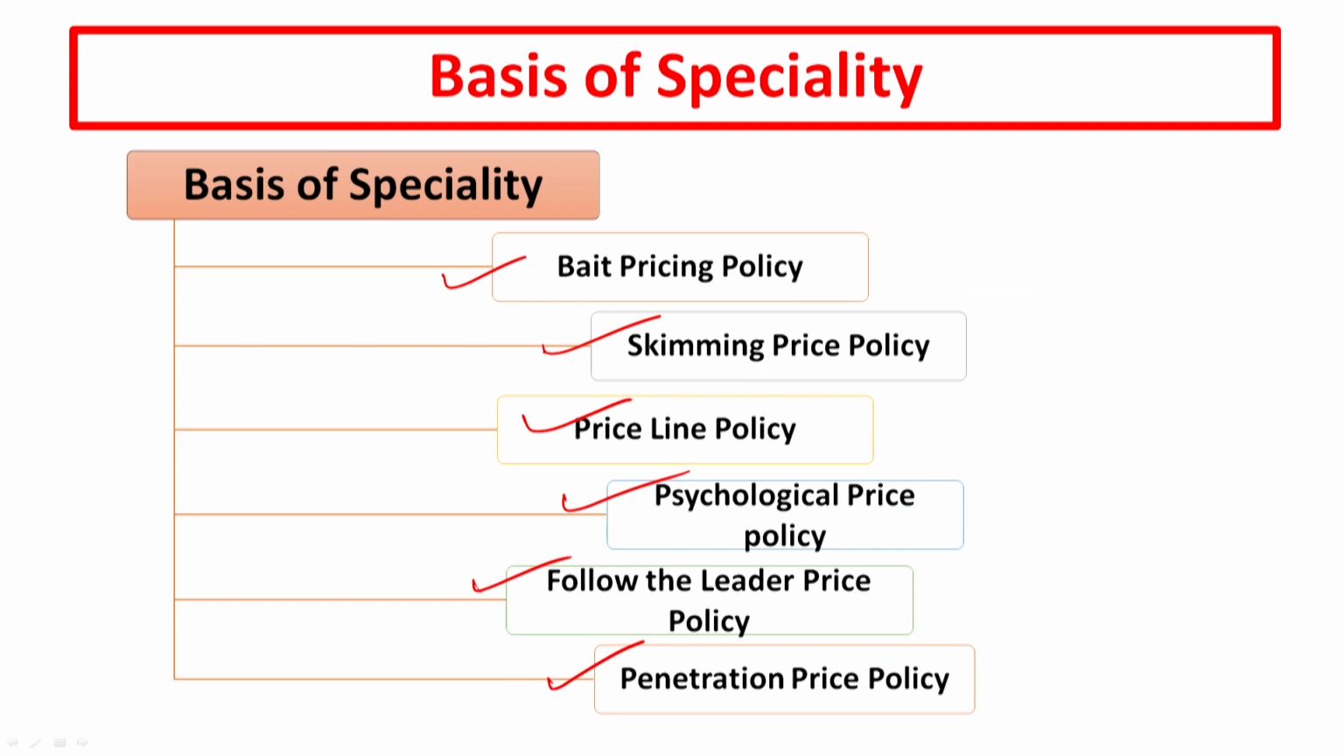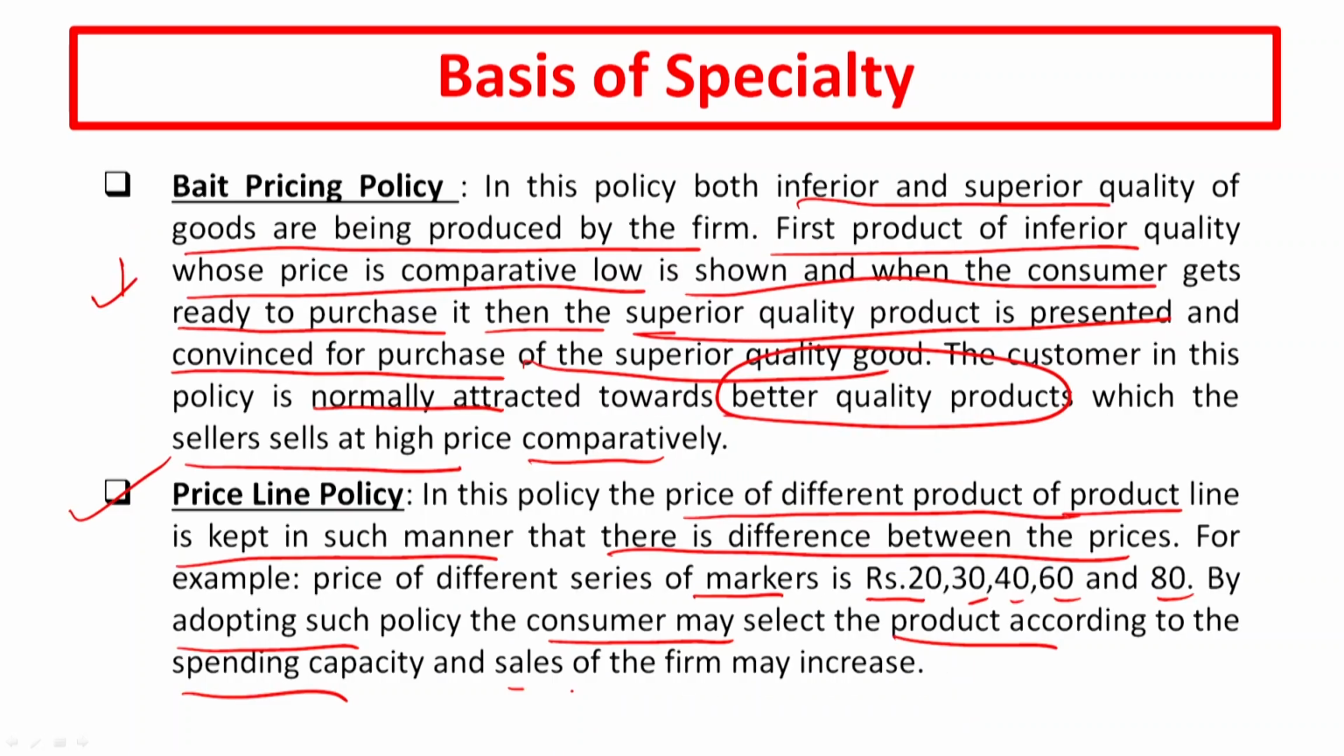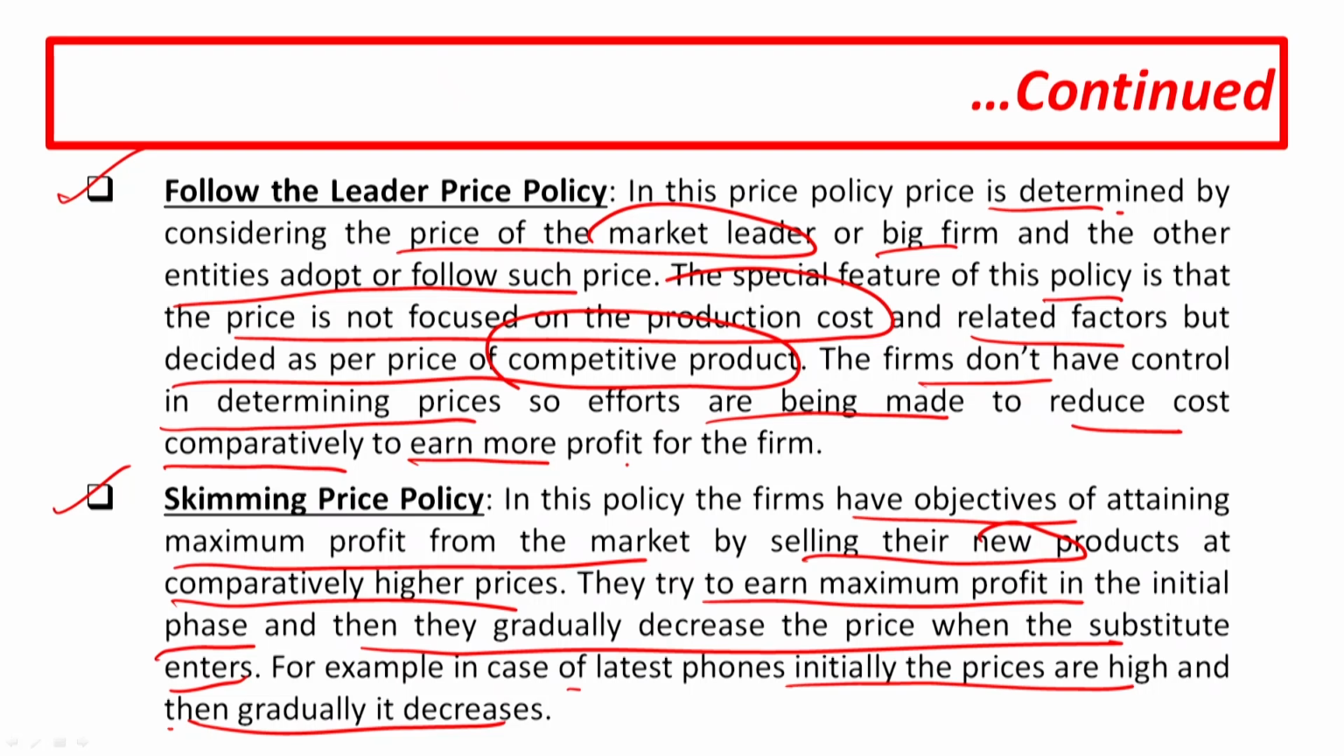And then we talked about basis of speciality: bait pricing policy, skimming pricing policy, price line policy, psychological price policy, follow the leader price policy, and penetration price policy I discussed with you. In bait policy, both the quality of goods, inferior and superior, are being produced, and the focus is on selling the product which is of superior quality and at higher prices. In price line policy, the products are of different price range, and according to the paying capacity, the consumer or the customer may purchase the product. In follow the leader price policy, the price of the leader of the market is considered, and accordingly it is adopted by the specific firm.